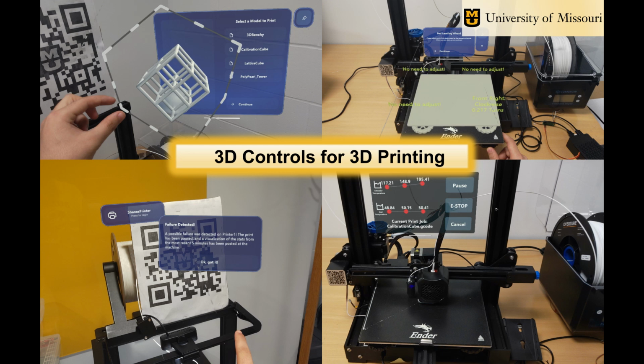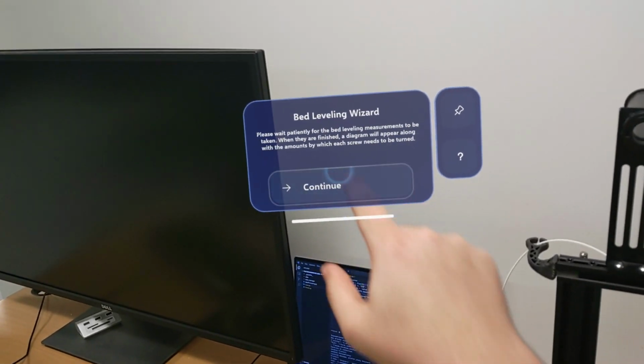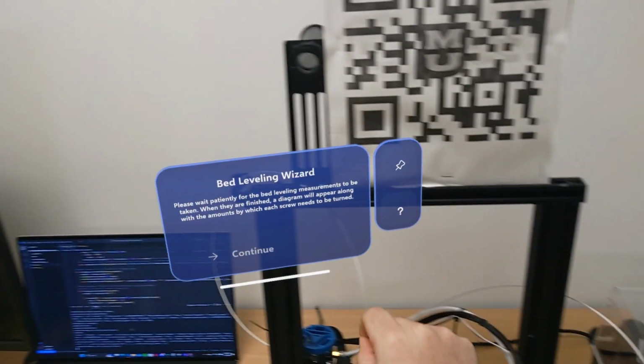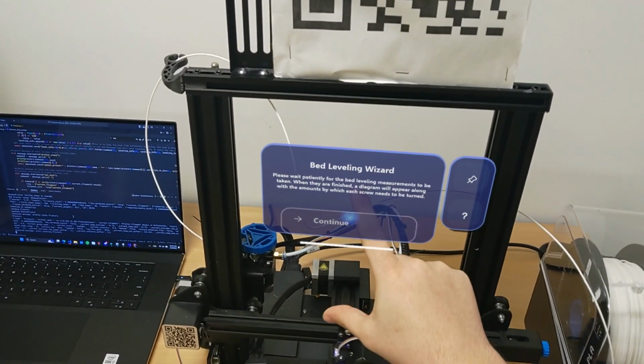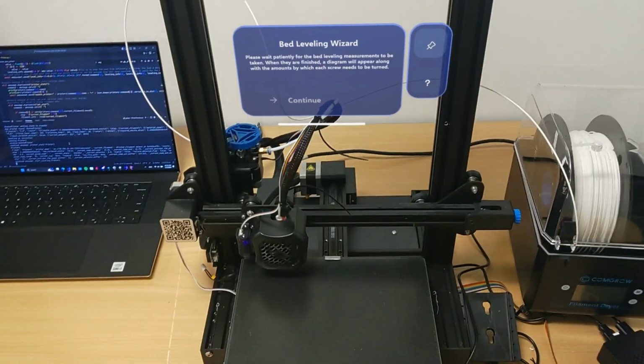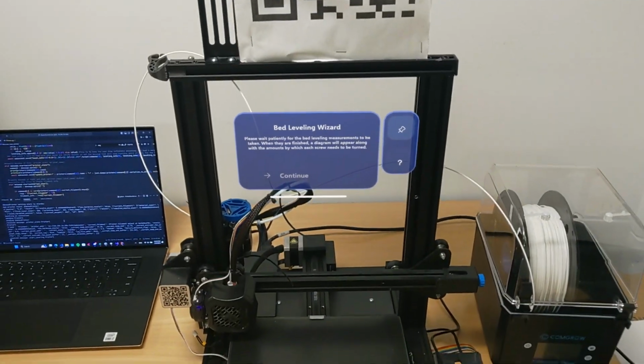For this demo, we introduce the design and implementation of a mixed reality human-machine interface for 3D printer operation and management. The demo begins with the usage of the bed leveling wizard, which we have designed to help demonstrate the advantages of a mixed reality interface when interacting with 3D FDM printers.